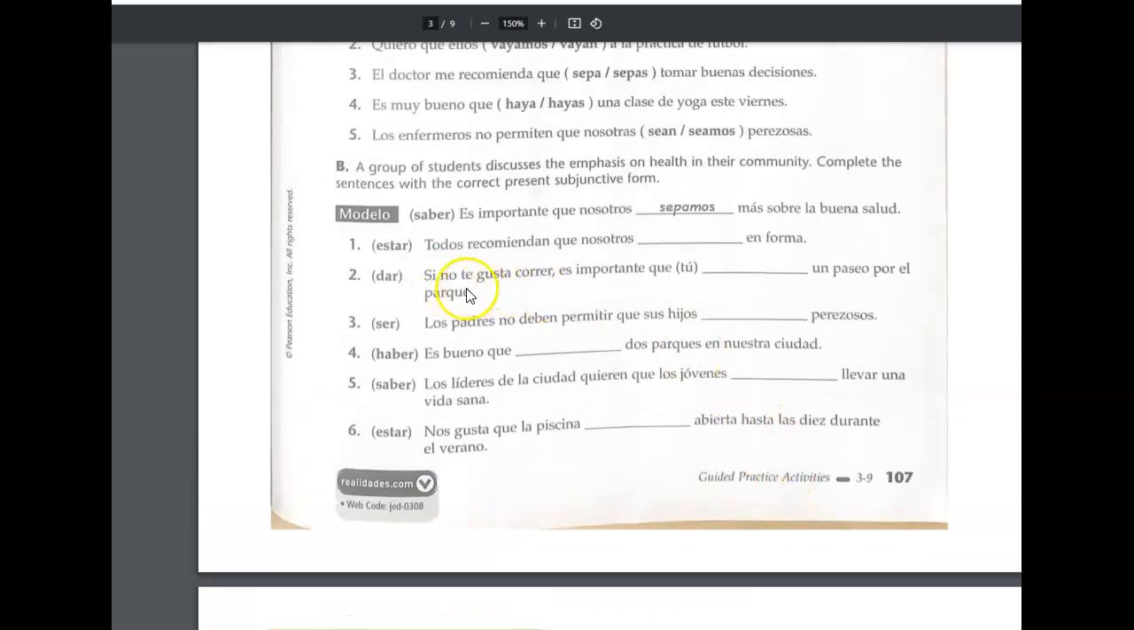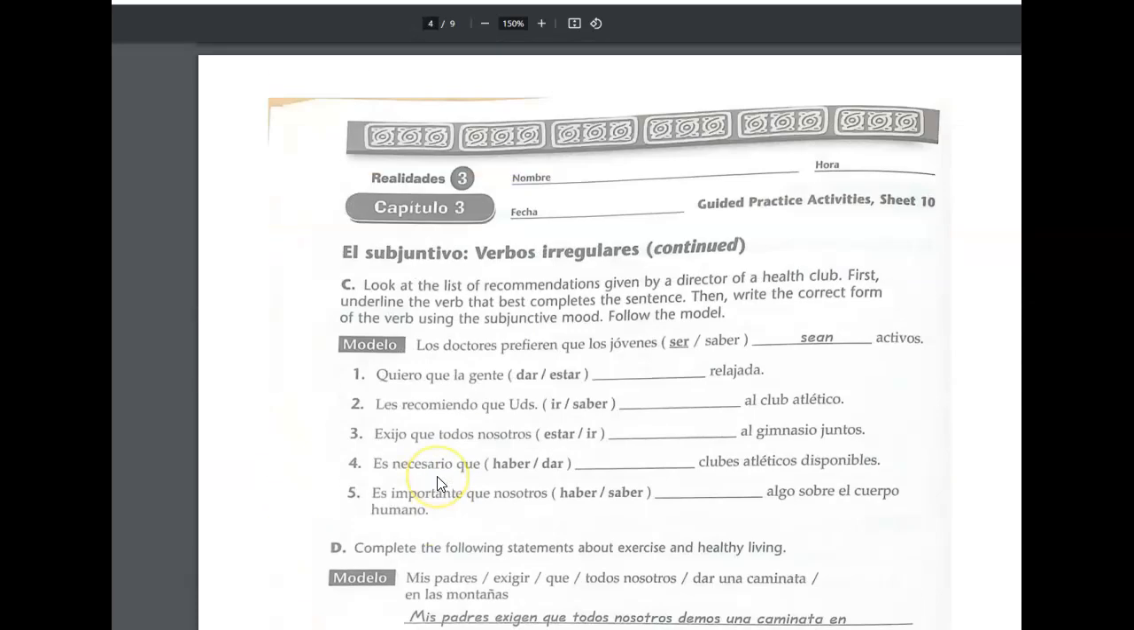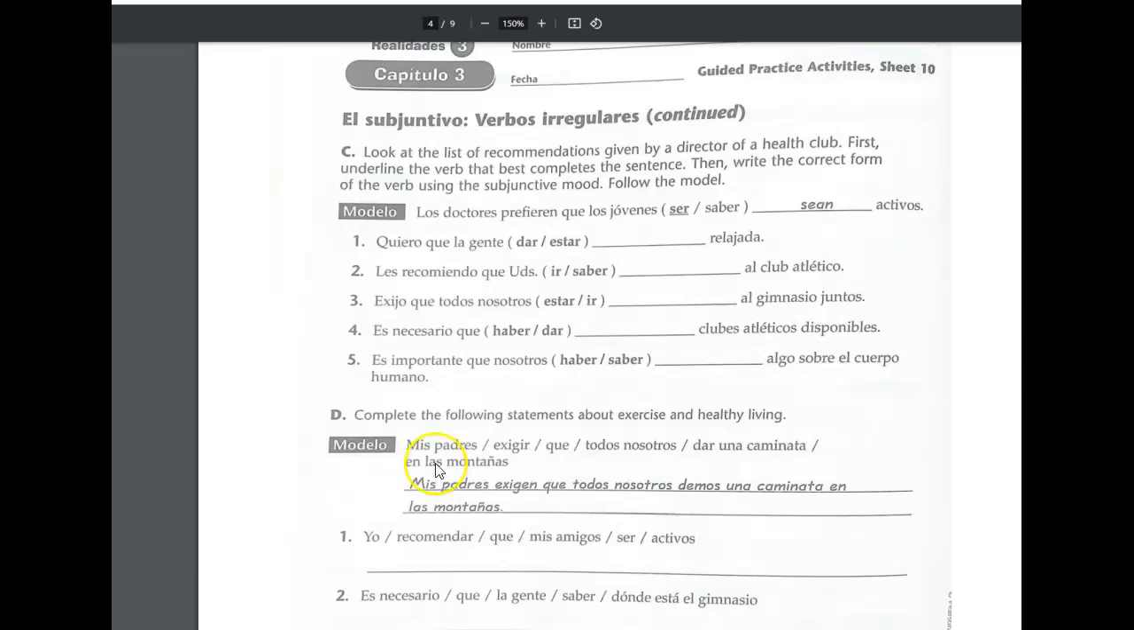Si no te gusta correr, es importante que tú vayas o que tú tomes un paseo. Go on a walk, go on a stroll around the park. All right, let's take a look at C. Got a couple more pages.